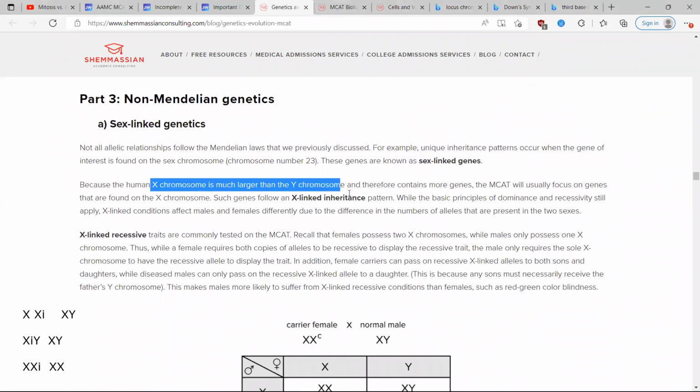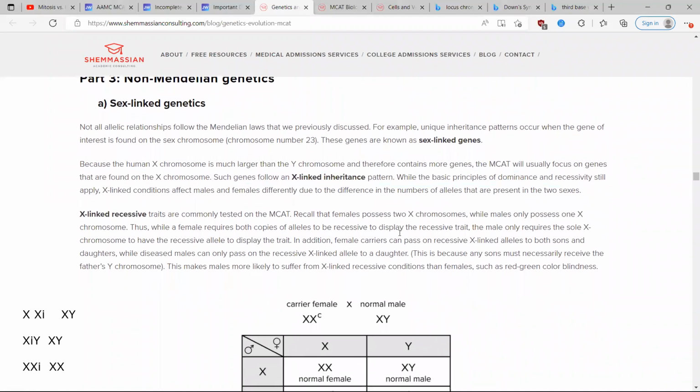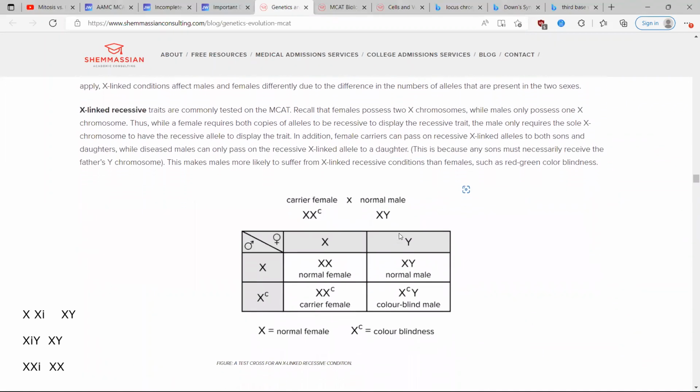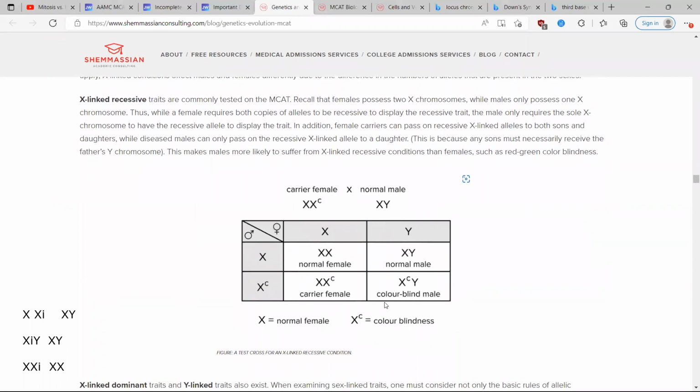The X chromosome is much larger than the Y chromosome and contains more genes. Such genes follow an X-linked inheritance pattern. Color blindness is a common one. So we have a carrier female. A carrier has the recessive trait but doesn't express it phenotypically, meaning this mother has the gene, but she is not colorblind because she has a dominant X that gives her color vision.